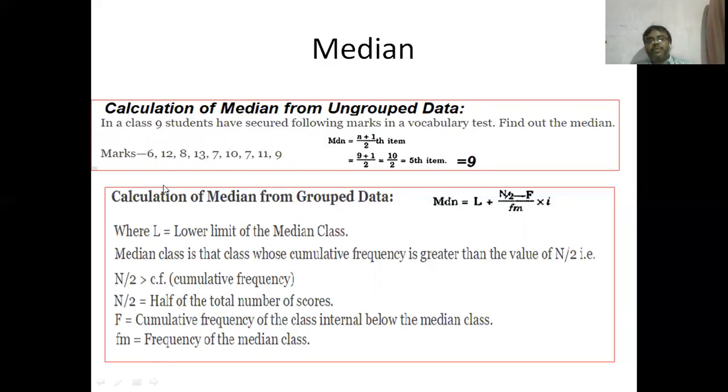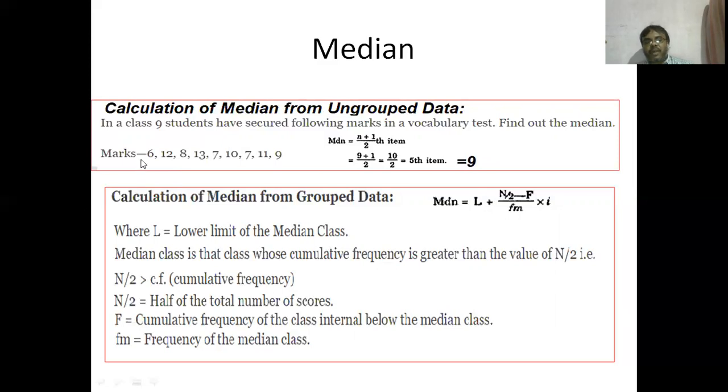So how will we compute it? First, we have to check how many observations there are. That is 1, 2, 3, 4, 5, 6, 7, 8, 9. Since 9 is an odd number, for an odd number the median will be the (n plus 1) by 2th item. But if it is even, then the n by 2th item can be taken as the median. So 9 plus 1 by 2, that is the 5th item.